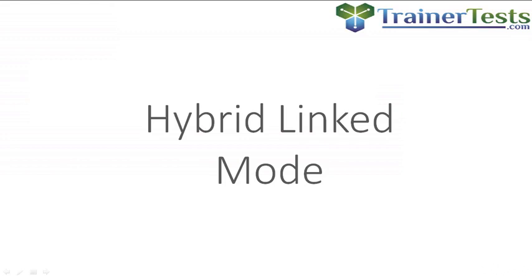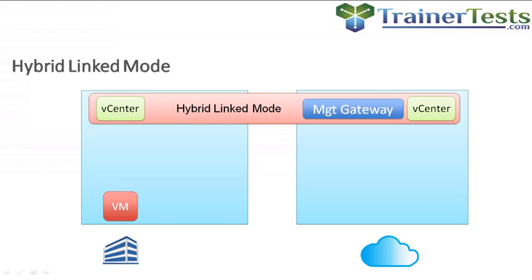In this video, I'll explain hybrid linked mode. Hybrid linked mode can be used to create an association with vCenter instances. So for example, here on the left-hand side, we see our customer premise, right? That's the physical data center. And within that physical data center, we have a vCenter server.